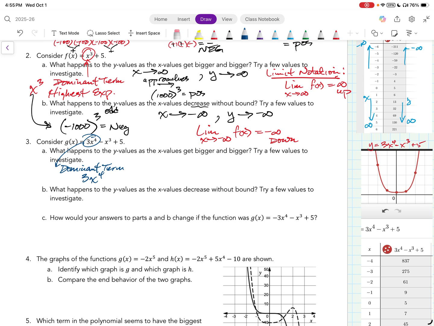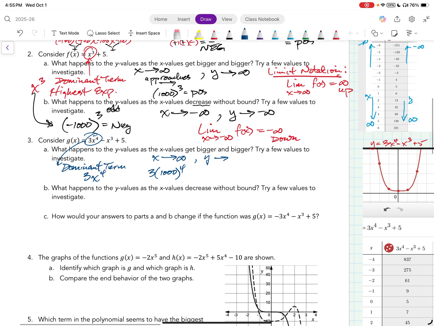So as x gets bigger and bigger, as it travels to positive infinity, that means as x gets extremely large, what are the y values doing? Well, you substitute in a large number. So how about substituting 1,000 in there? So 3 times 1,000 to the fourth. A positive number to the fourth is positive, times 3 is positive. And this number is extremely big. So the y values are getting extremely big.